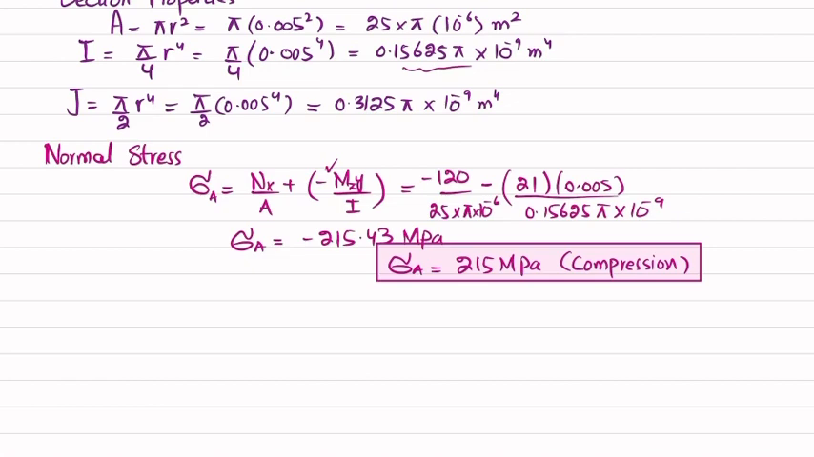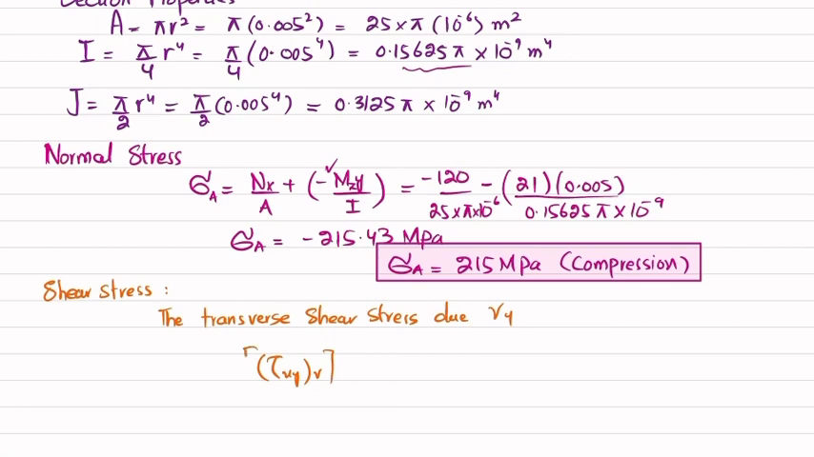Now we will move toward shear stress. So shear stress will be two shear stress. One shear stress is the transverse shear stress due to vertical shear, due to Vy. That will be equal to tau of xy due to vertical shear stress at point A, which will be equal to Vy into QA divided by Iz into thickness t.